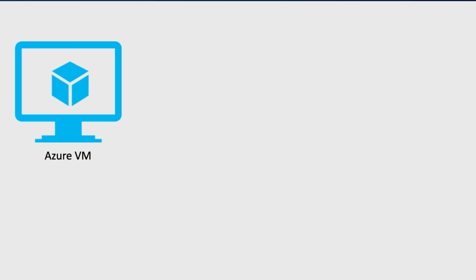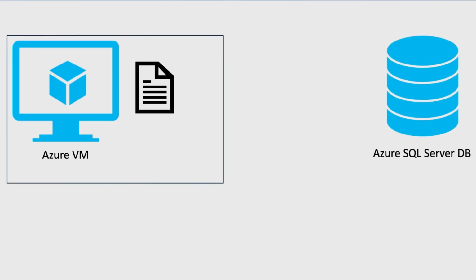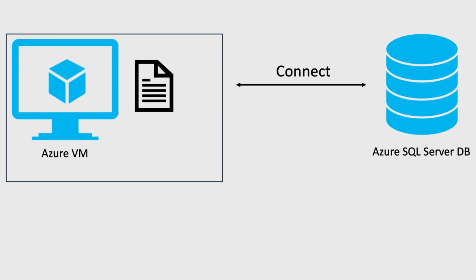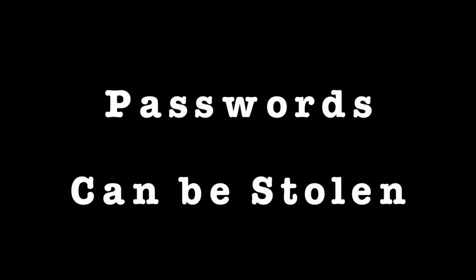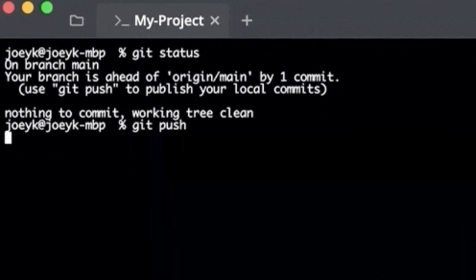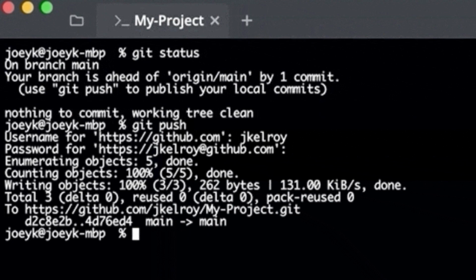Let's get started. Let's say you have a VM and application code. The application wants to connect to a database. How will we connect it? One way to connect is by creating a username and password and sharing it with the application developer. But the problem is passwords can be shared or stolen. For example, someone accidentally publishes a file containing secrets on a public repository hosted in GitHub.